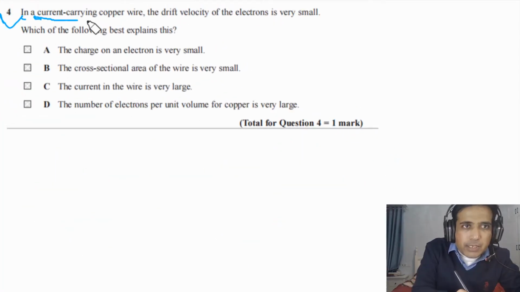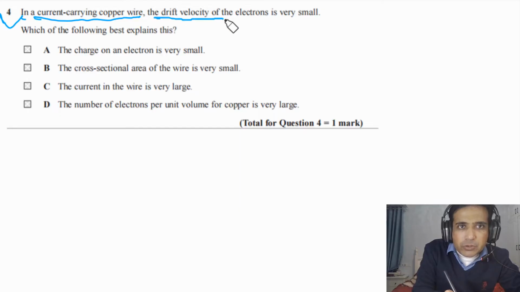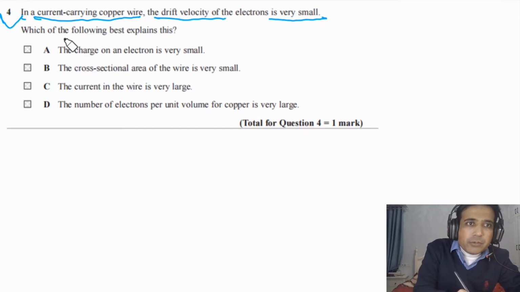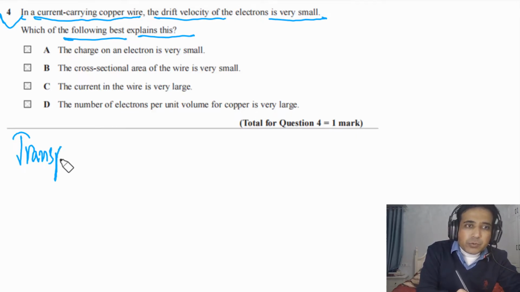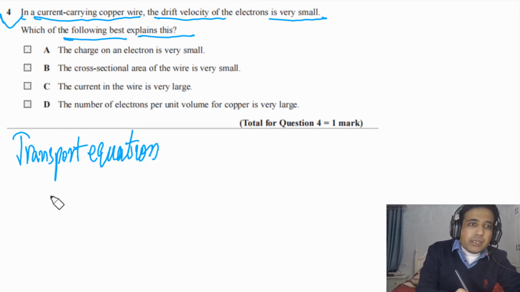Question 4 says, in a current carrying copper wire, the drift velocity of the electrons is very small. Which of the following best explains this? For this question, simply we need to understand the transport equation. So we can write down first of all the transport equation.